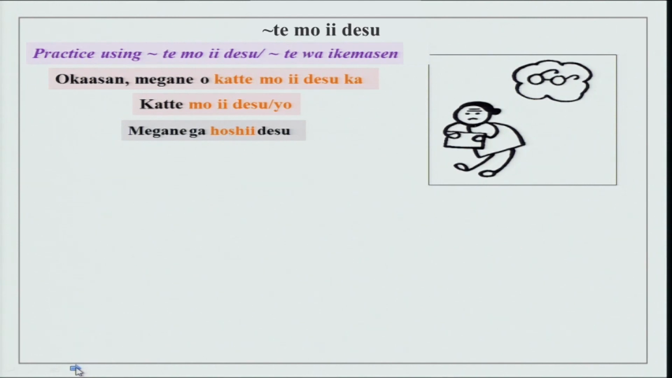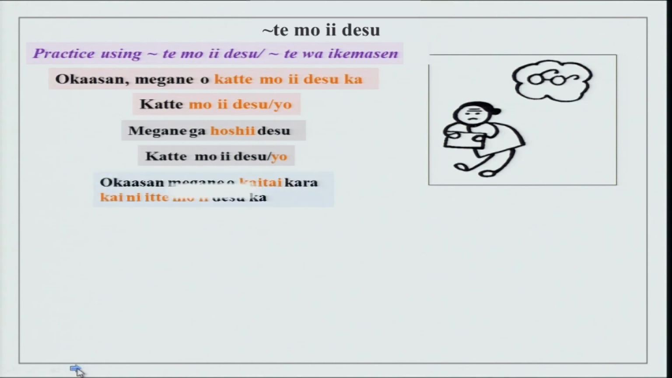Then you can also say, Oka-san, megane ga hoshii desu. Katte mo ii desu ka? Katte mo ii yo, direct answer, because it is someone who is older to you and your oka-san who can be very, very informal. Or just a direct answer, you could say, douzo. Then, oka-san, megane o kaitai kara, kai ni itte mo ii desu ka? So, you have two forms, three forms over here joined together. Oka-san, megane o kaitai kara, I want to buy megane, thus kai ni, for the purpose of buying, itte mo ii desu ka? And itte mo ii yo, that is all right.